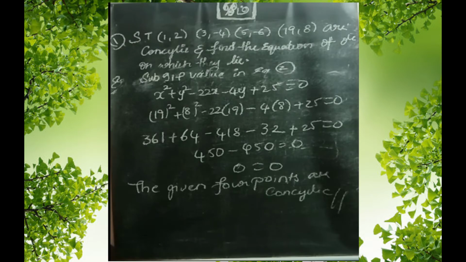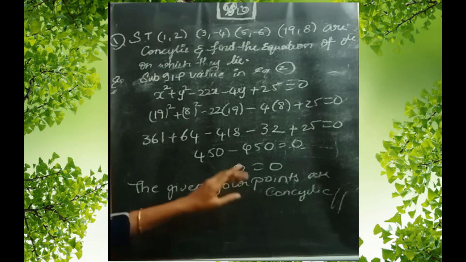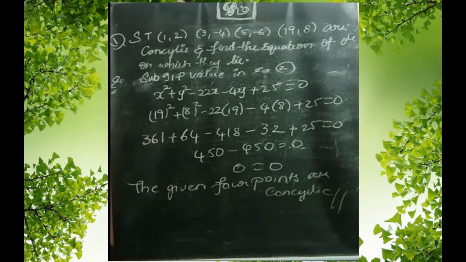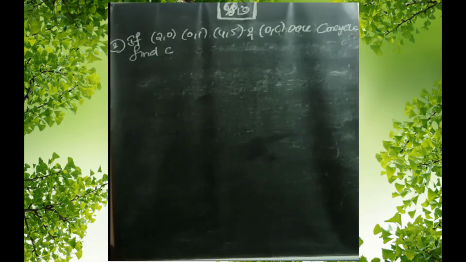This is all they have asked. First, you have to take any 3 points and solve to find the equation. Then the remaining point has to be substituted in the equation which we have solved, and we have to get 0 equals 0. It means you have to get 0. Then the 4 points are concyclic, and you have proved it. Next we go for another problem. Okay, this is the other problem.